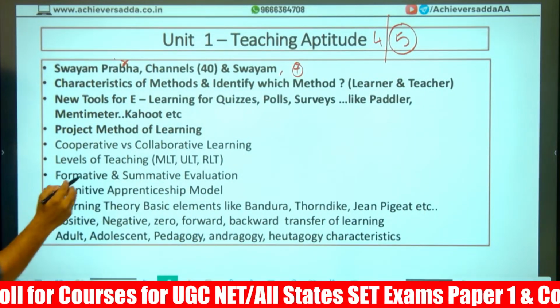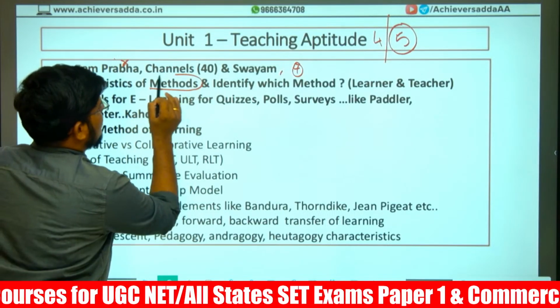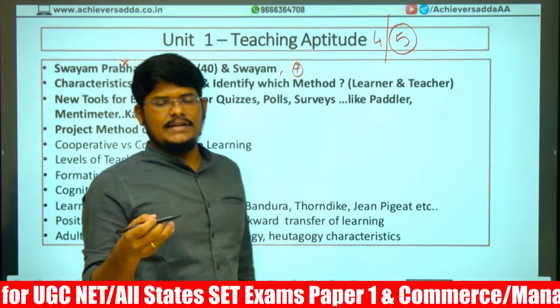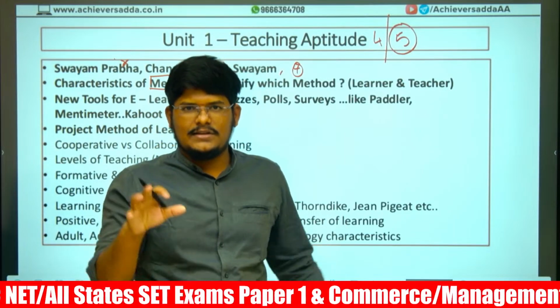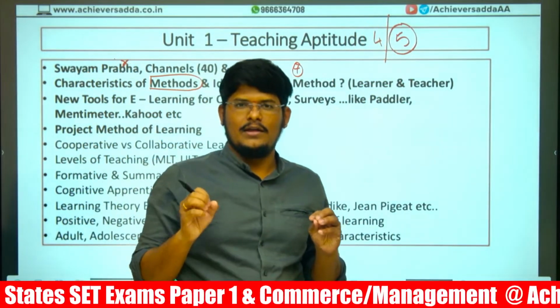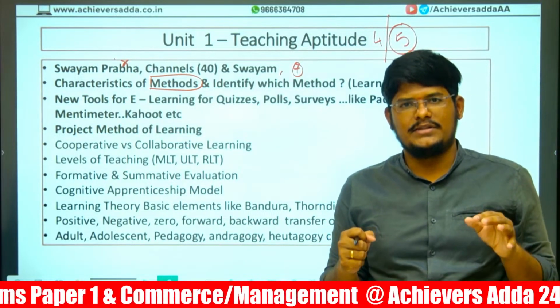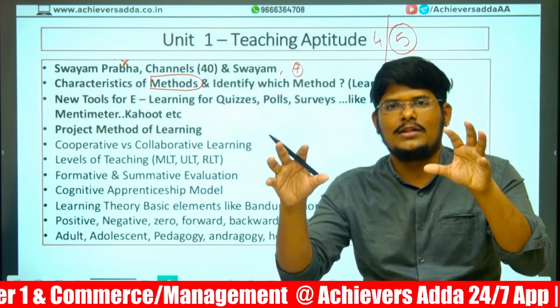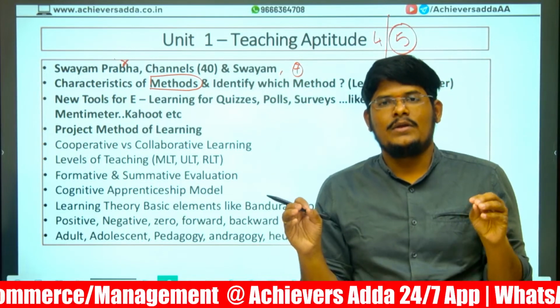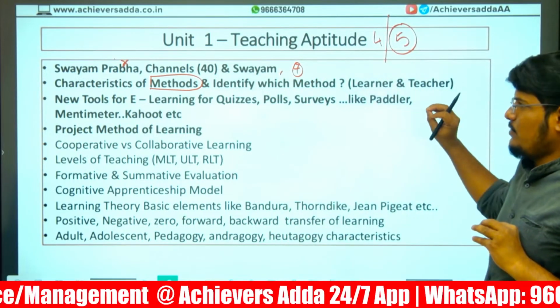Next, sir, second topic is characteristics methods. Teacher-centered methods, learner-centered methods are the 2 categories will be there. Which of the following is a teacher-centered method? Which of the following is a learner-centered method? So you should know the list of all the teacher-centered, learner-centered methods so that you can able to match it properly.